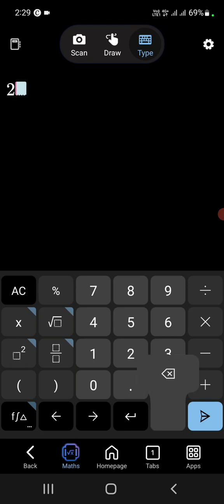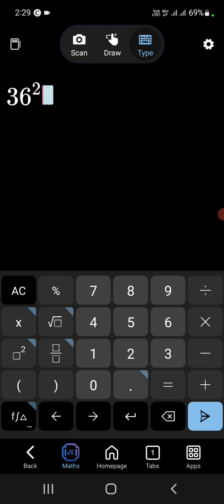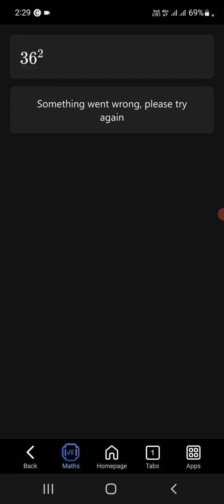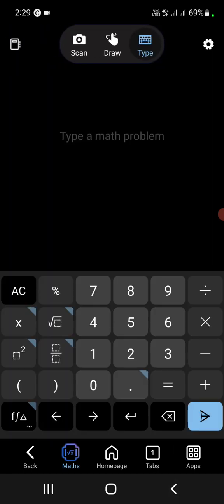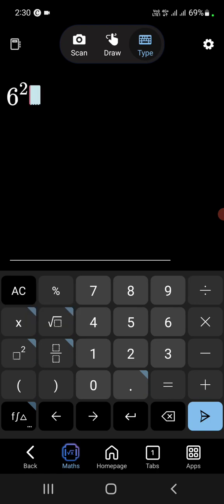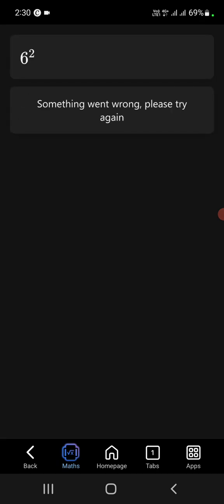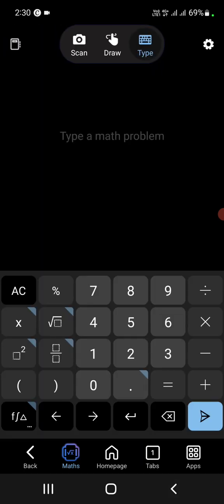So I will take the square root of 36. What happened? Something like that, please try again. So I will take the square root of 6. The square root of 6 is equal to something like that. Please try again. I think the system is not working.